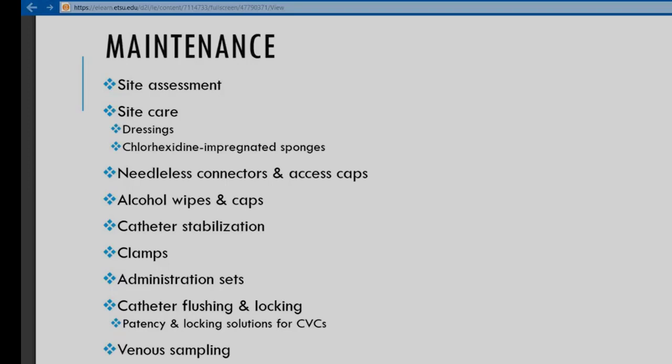However, if it's not in use, we have to actually close that catheter off at the end and do what we call locking the catheter with a special solution that prevents it from clotting while it's not in use. And then, of course, we can also use any of these lines for venous sampling.